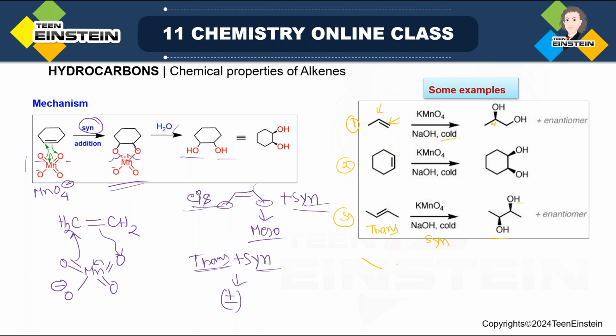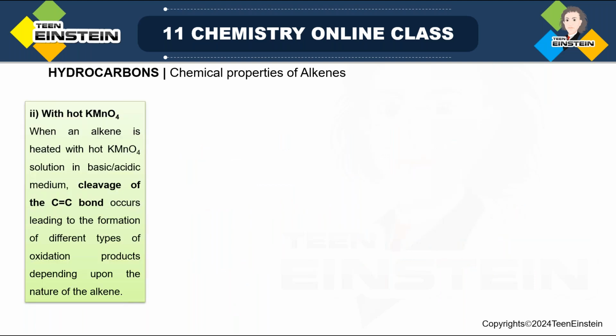But if you take cis like this and you are doing this using the same reaction condition, now you will get meso compound. Whatever you will get, you will see there will be an internal plane of symmetry, which is cutting the molecule into similar halves, and that is why it will be meso compound. Okay, so these are some examples for syn addition reaction by using cold dilute potassium permanganate.